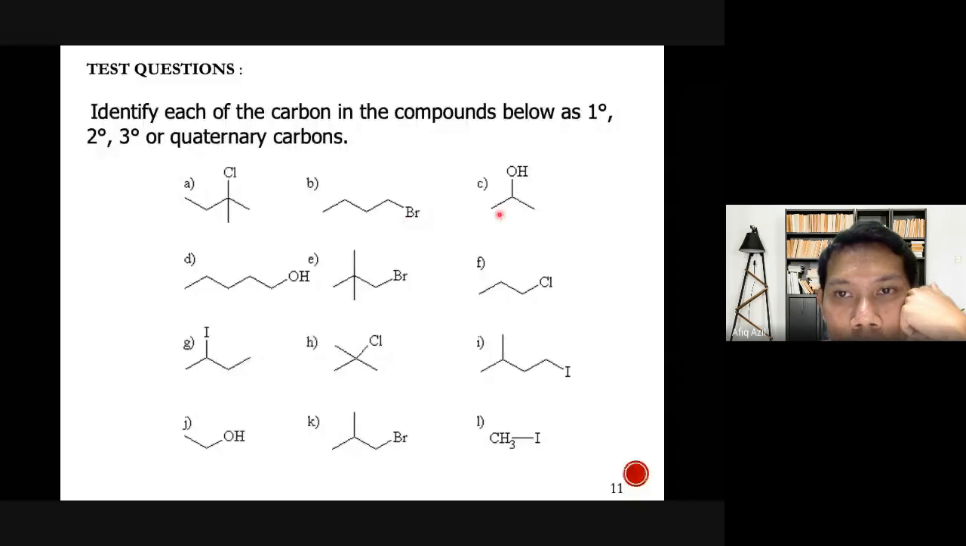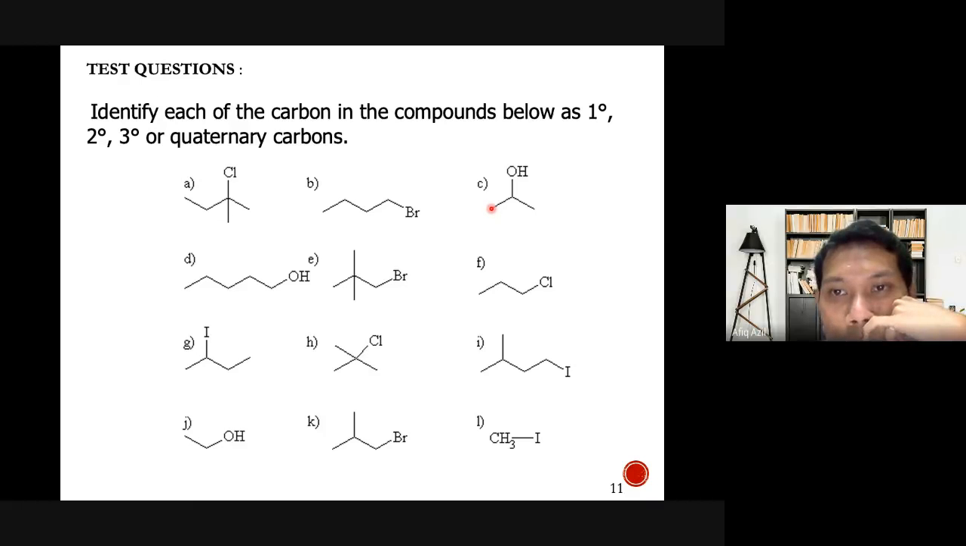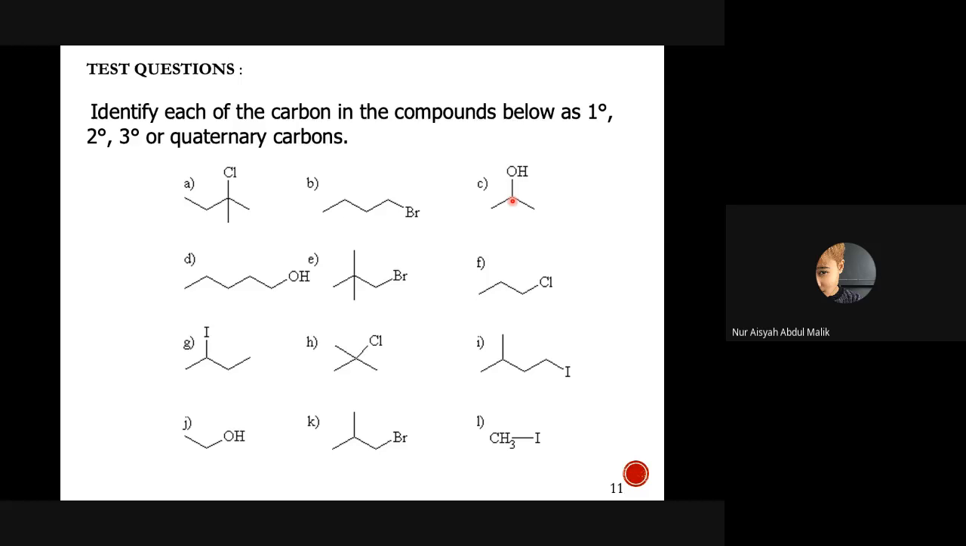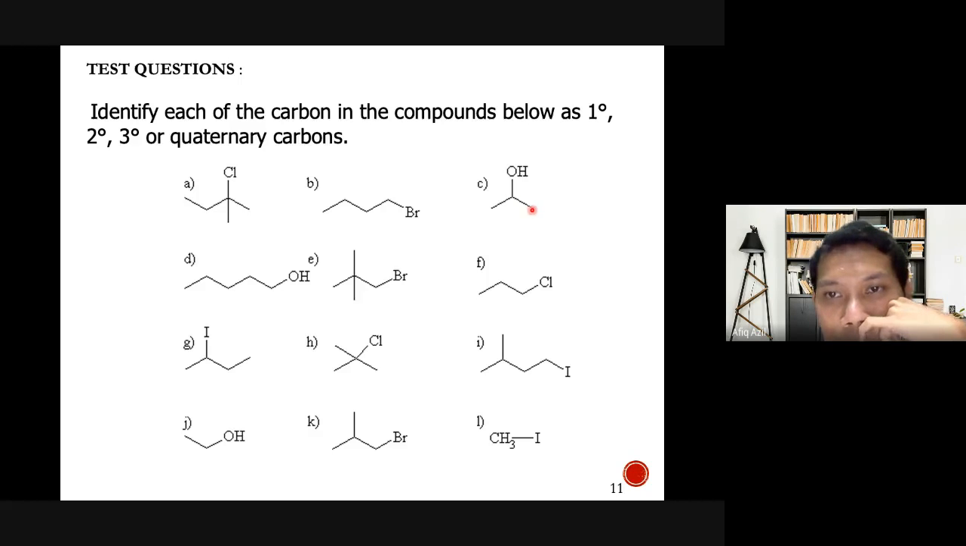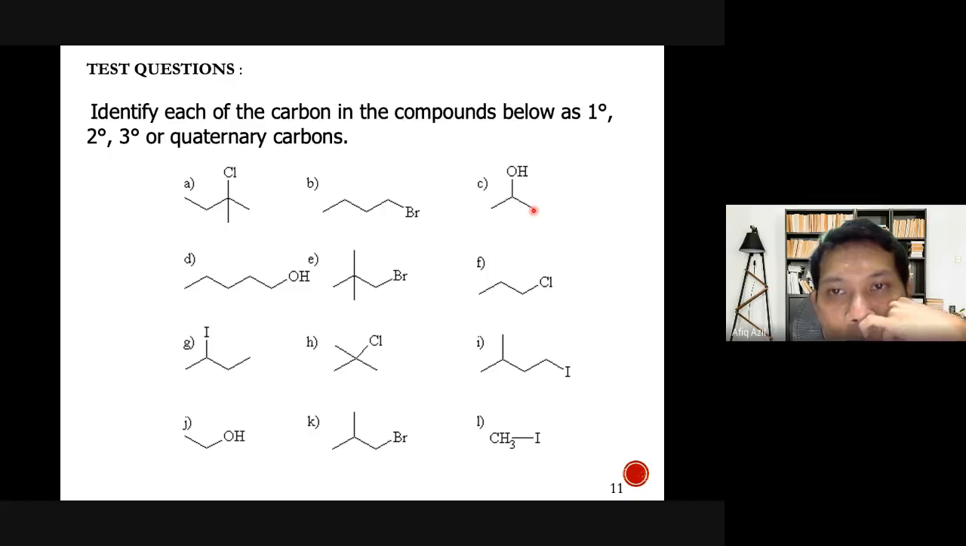C. Aisyah, C. This carbon, that one is primary. This one will be primary. Okay. This carbon, the second carbon, is secondary. Secondary, correct. Okay, the last one is primary. Primary. Okay.